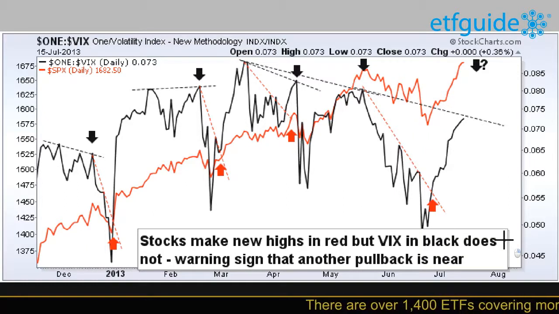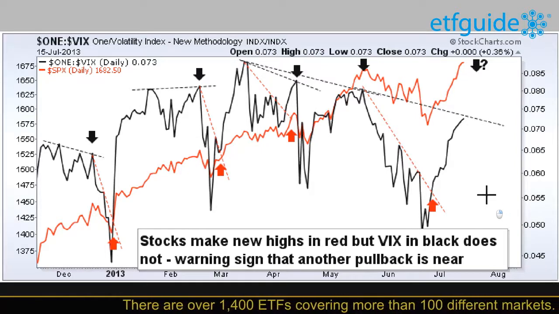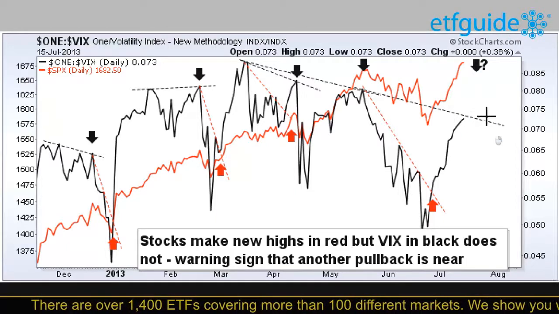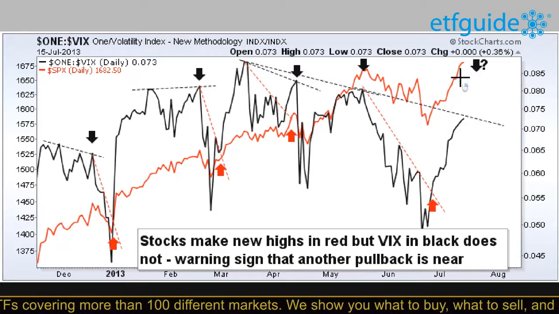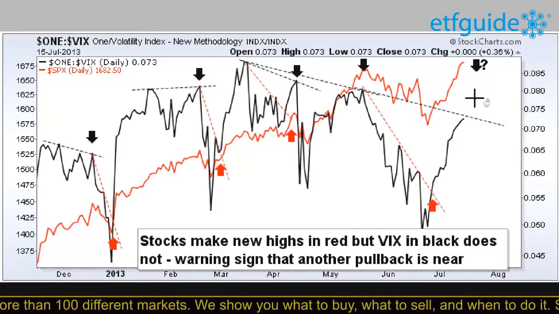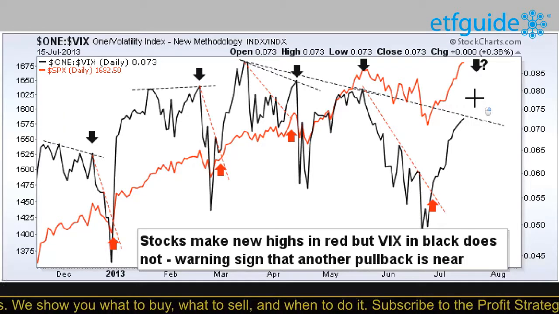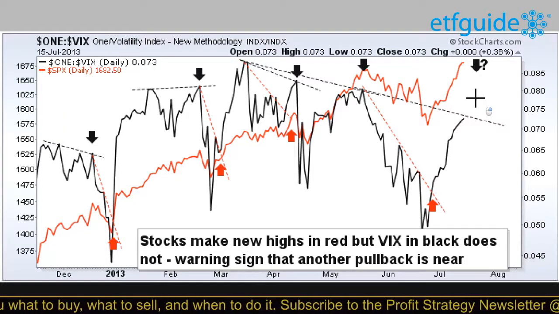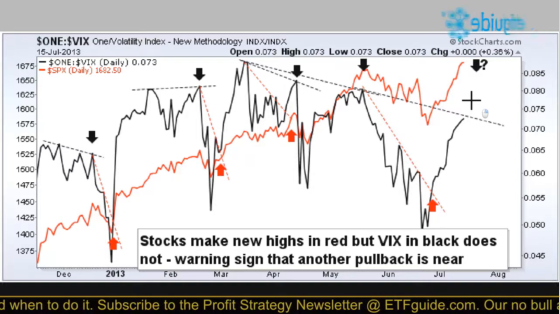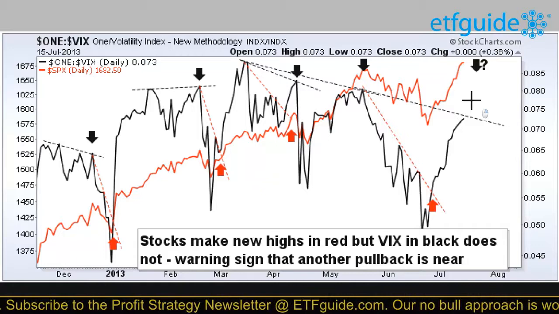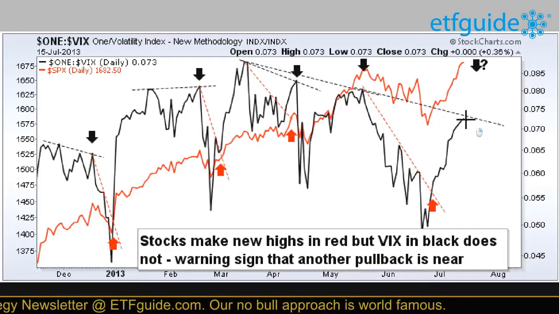Currently, shown by the black dash trend line on the flipped chart, the inverse VIX is not making new highs right here where I'm highlighting on the screen, even though the market is, as is shown by the red here. This is a sign that the VIX is showing relative strength, which is a technical term meaning that the VIX is holding up relatively well compared to where the stock market is.